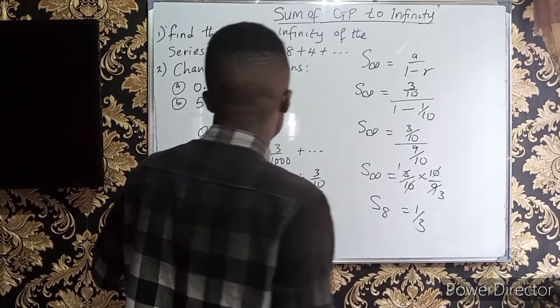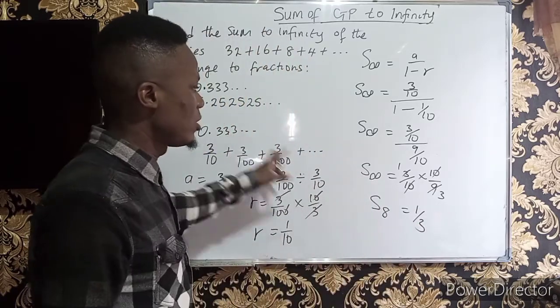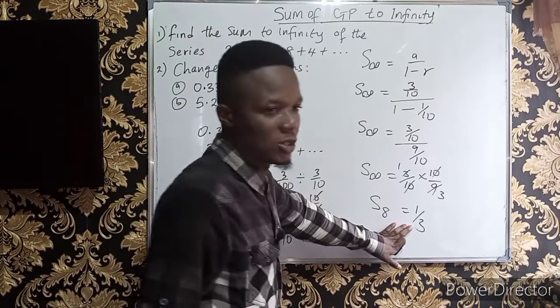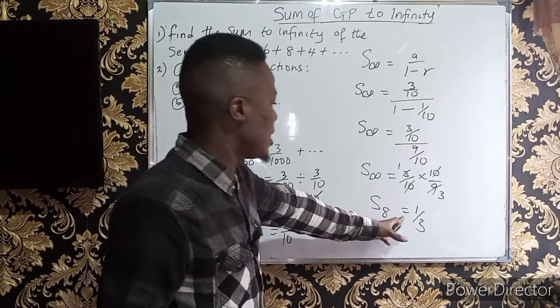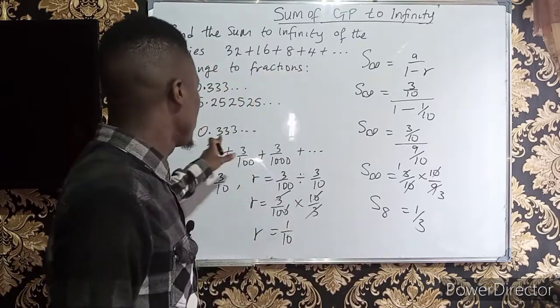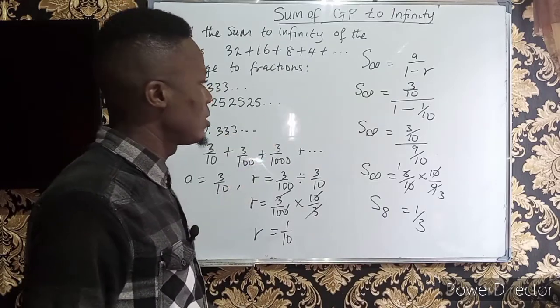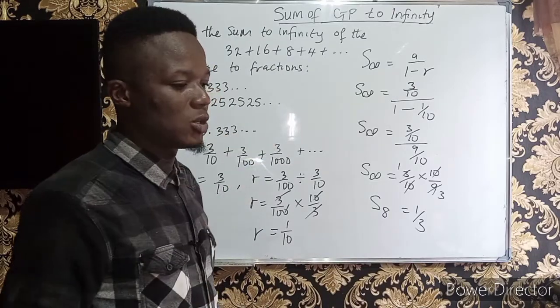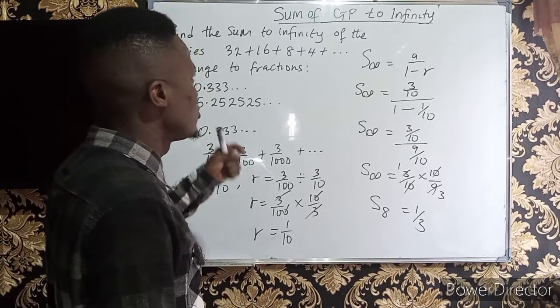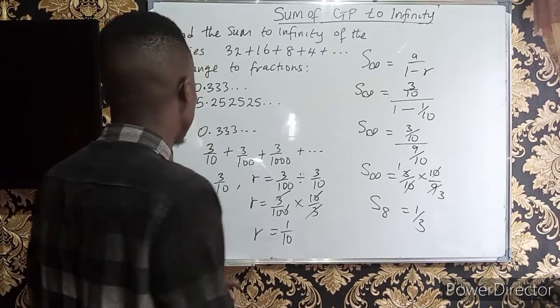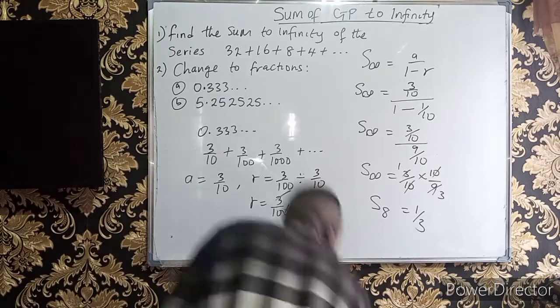So you've now seen that I have converted this 0.33, which is recurring, into a fraction as 1 over 3. And when you take your calculator and divide 1 by 3, you will see it will keep on giving you a repeating 0.3333. This is one of the applications and the importance of the sum to infinity of a geometric progression. So let's take the last one.